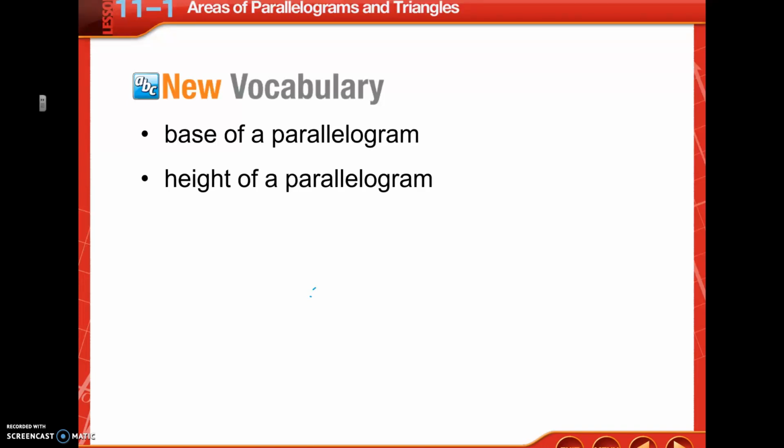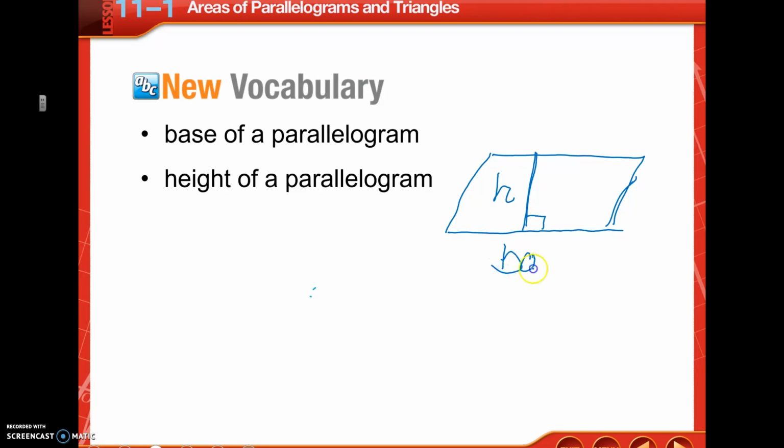All right, we're going to learn about finding the area of parallelograms and triangles. And there's two terms when we're talking about parallelograms, the base and the height. Really any side can be the base, but the height has to be perpendicular to the base. So if I'm talking about the base of a parallelogram, this would be the base. And then a line that is straight up and down and 90 degrees would be the height. So this would be height and this would be base.